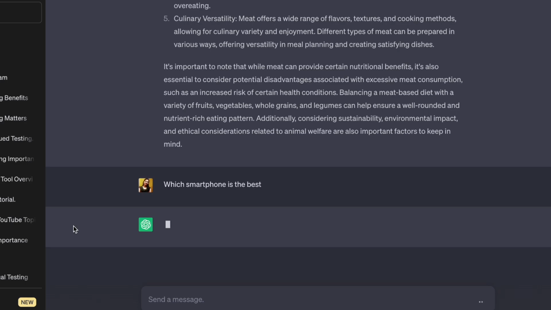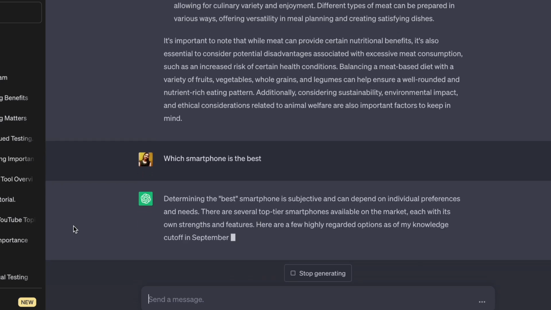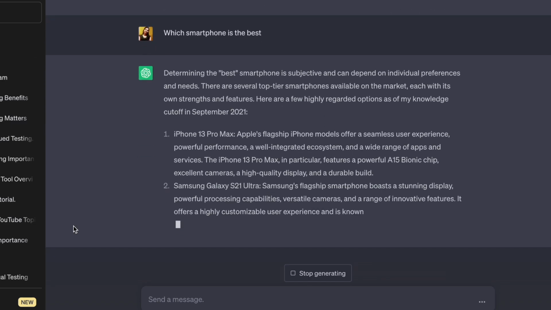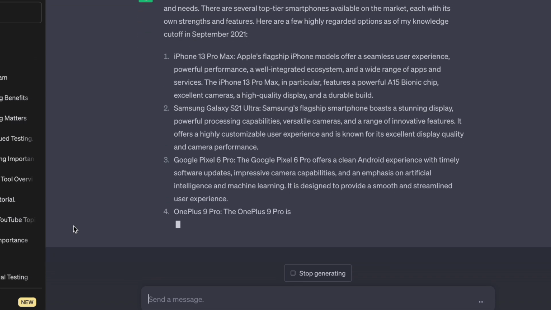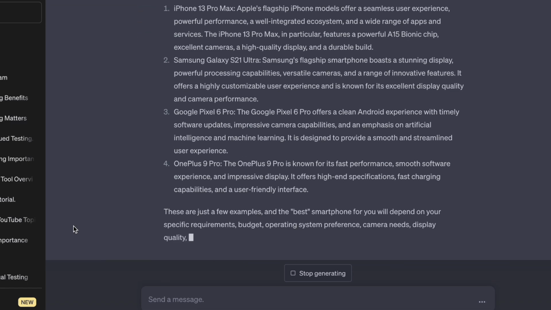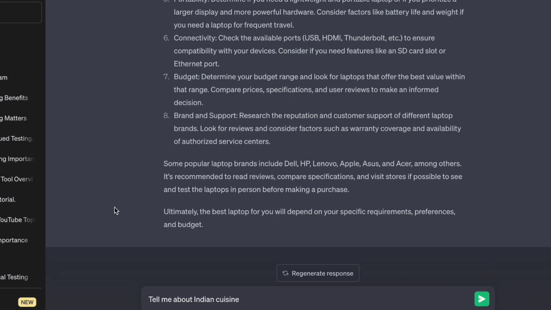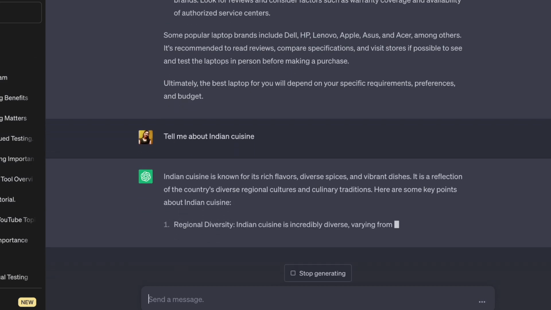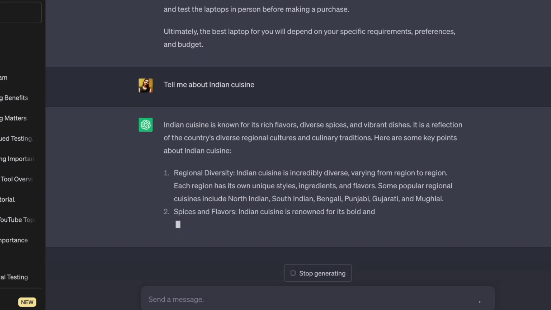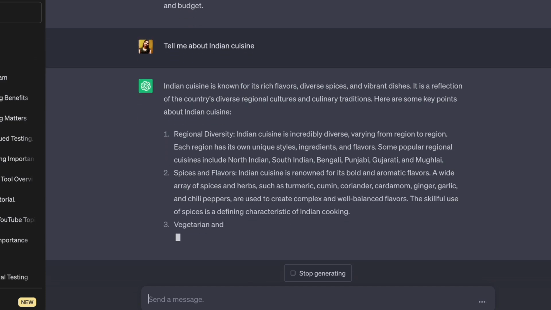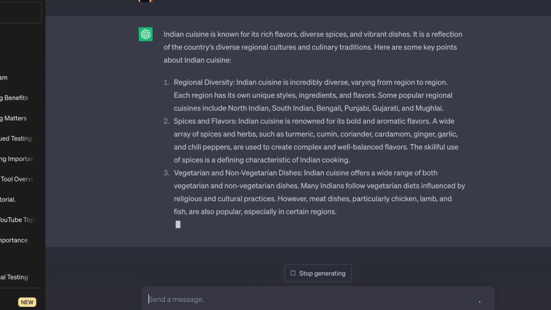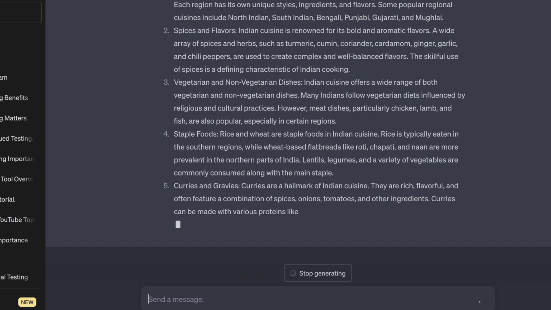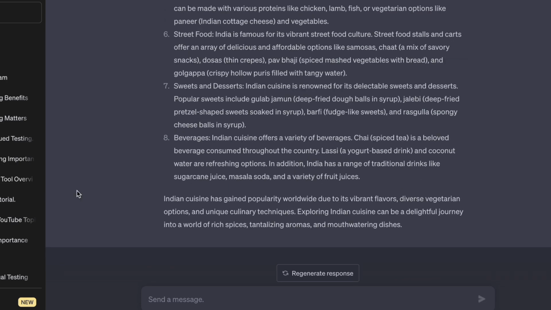In this type, we have asked opinion or recommendation types of variations, like different types of smartphones, or which is the best, and then we have asked its opinions. Then we have asked some cultural and geographic sensitivity questions, like tell me about some specific kind of cuisine. We are checking if the model can provide culturally sensitive and diverse information about different cuisines, respecting the diversity of the various regions or not.